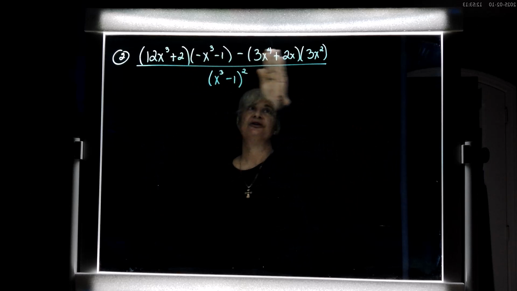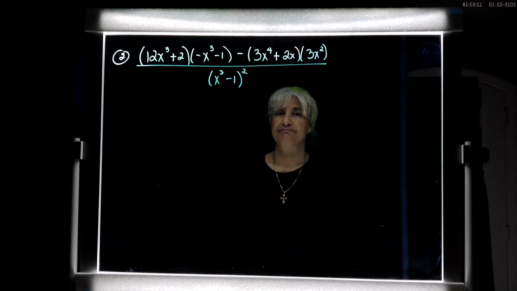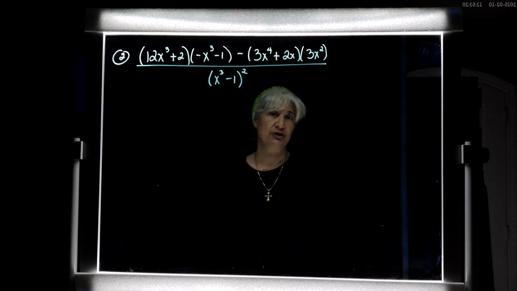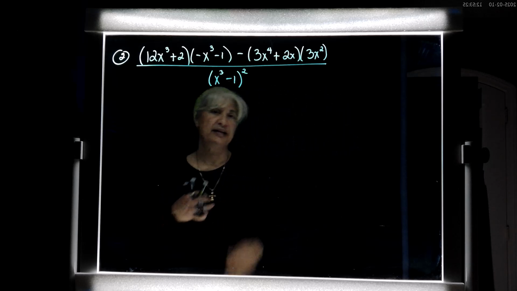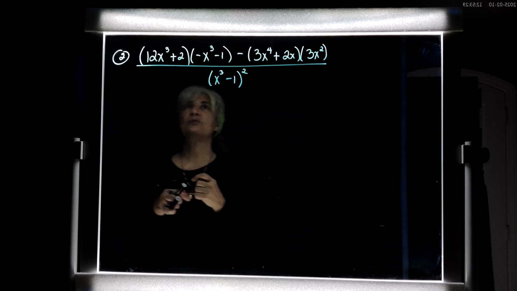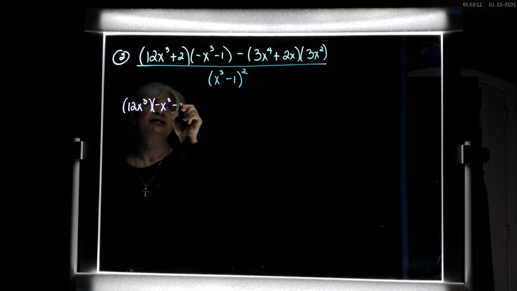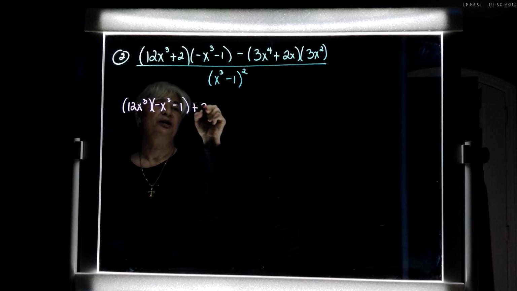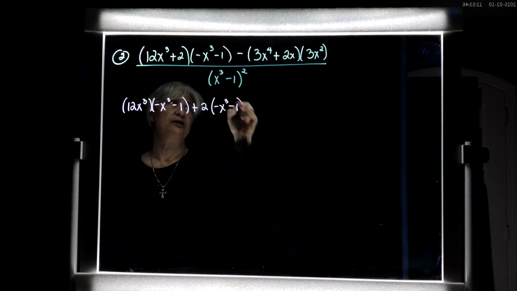And in this numerator, I'm seeing 2 multiplication problems separated by subtraction. So we've got more distribution to do, don't we? All right. So let's work this out. And if you need to work it out on the side, then work it out on the side, okay? So I'm noticing that I need to take 12x to the third and distribute to the negative x cubed minus 1. And then I take the positive 2 and I distribute it to the negative x cubed minus 1.